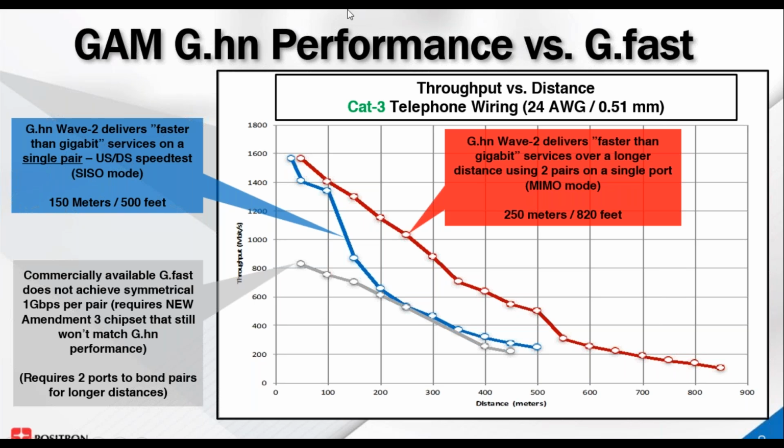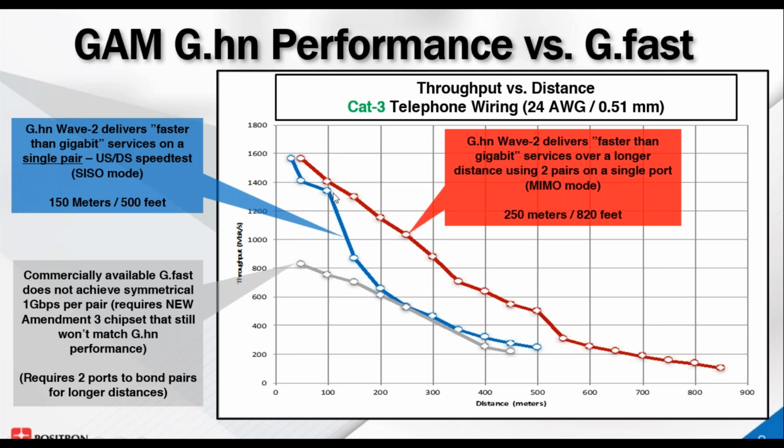And the red line, what's interesting, is when we have 2 pairs to a port, so no pair bonding needed. You don't sacrifice a second port without adding a number to 1 more subscriber. Every subscriber is 1 port only. But in MIMO mode, the 200 megahertz of spectrum used by G.hn, we split it to be 2 times 100 megahertz. So that means less attenuation due to distance.